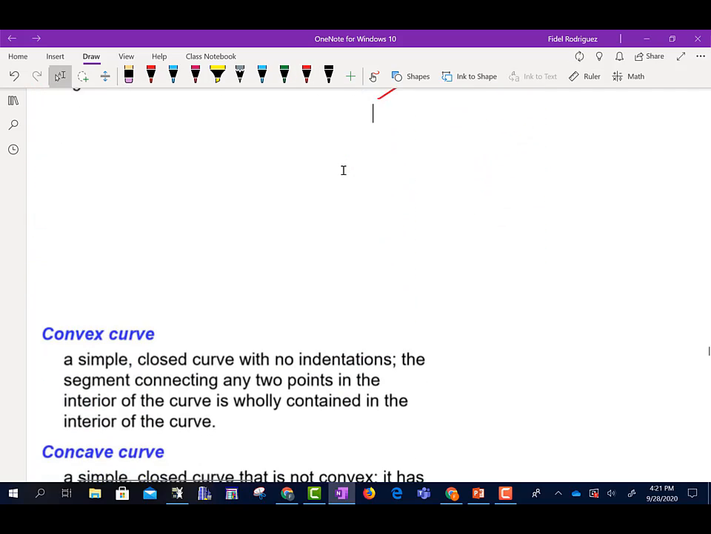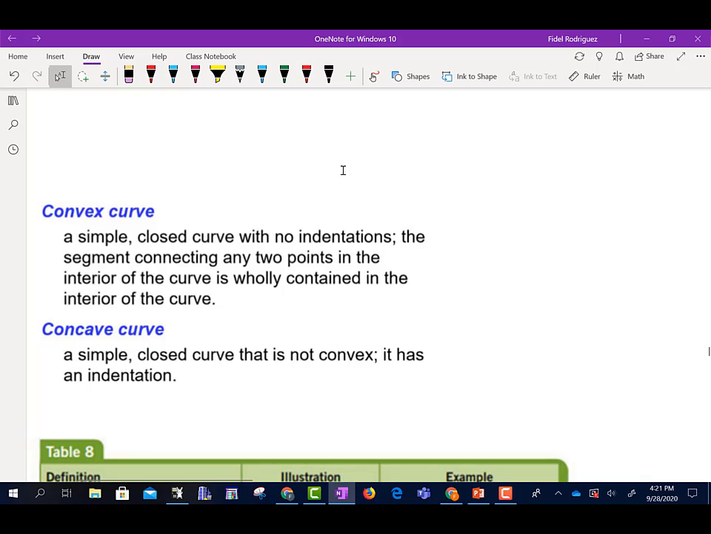And then we also have something called convex and concave. So a convex curve is simple, so it doesn't cross itself. It's a closed curve with no indentations. The segment connecting any 2 points in the interior of the curve is wholly contained in the interior. And a concave curve is simple, it's closed, and it is not convex. And notice what it says: it has an indentation. Okay?